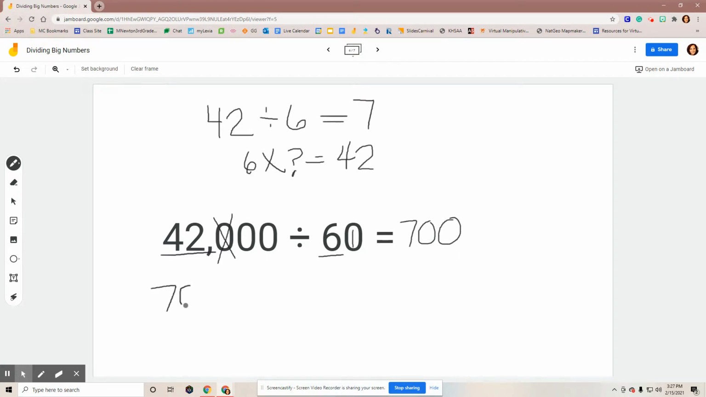So I have 700 times 60 equals 42,000. Let's see if that adds up because I have 42,000 divided by 60 gets me 700. 7 times 6 is 42. Then I have 1, 2, 3. 1, 2, 3. Yep, that checks out. Therefore, I know 42,000 divided by 60 gets me 700.